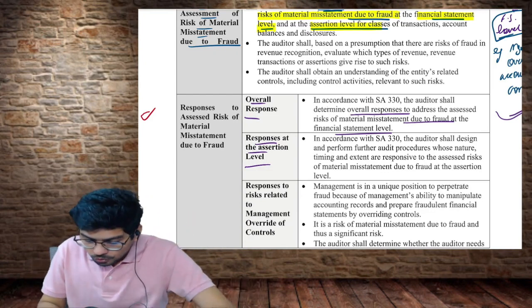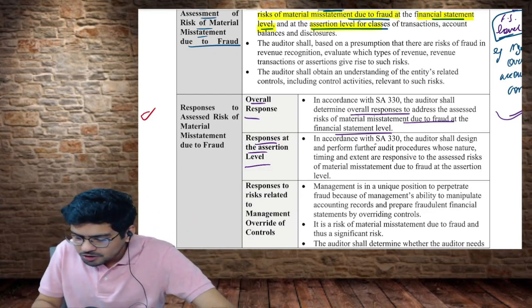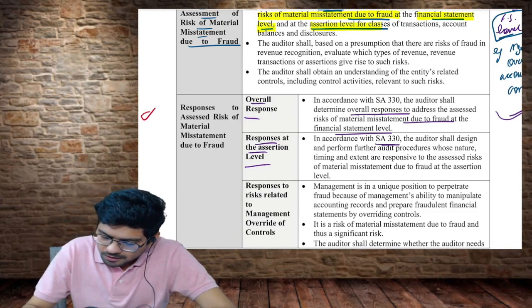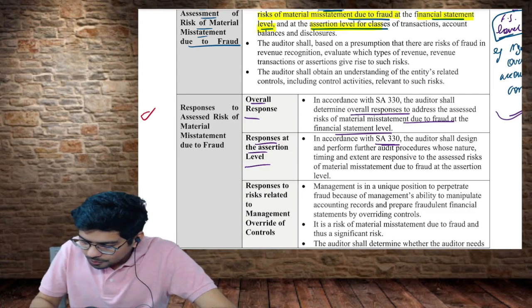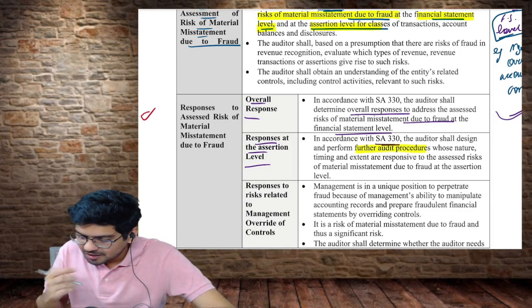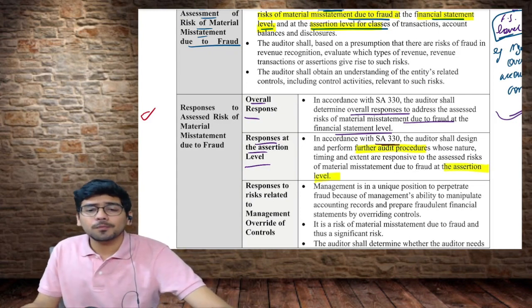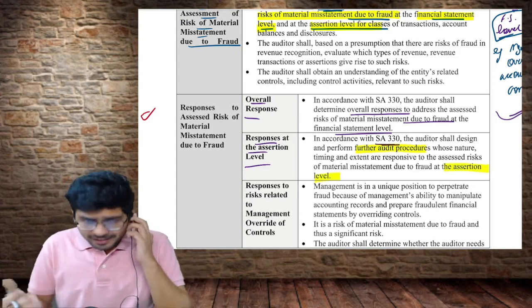Very simple. So response at the assertion level, in accordance with 330, the auditor shall design and perform further audit procedures. See, the word is further audit procedure, whose nature, timing and extent are responsive to the assessed risk of material misstatement due to fraud at assertion level. Okay. Alright. So nothing to study as such here.